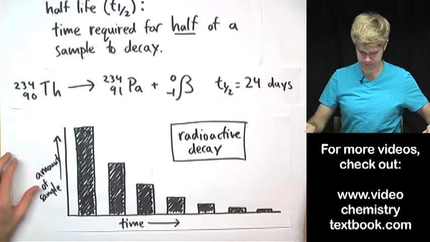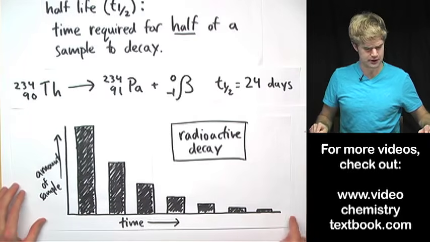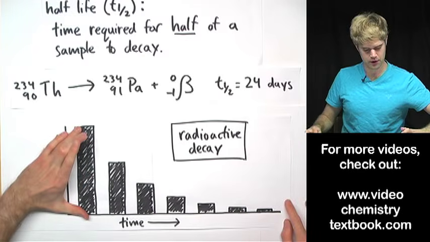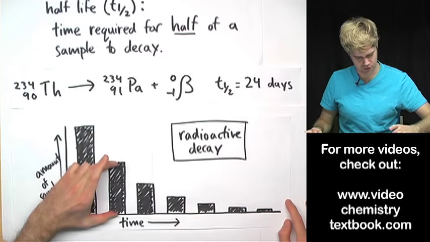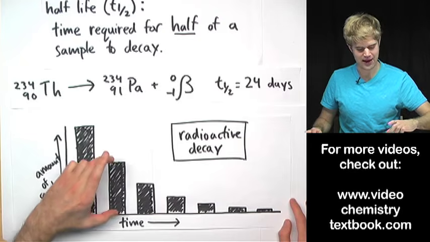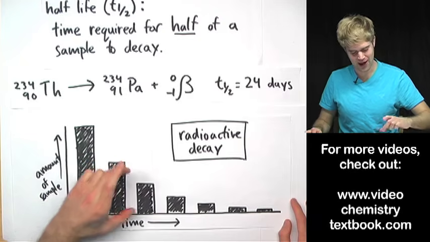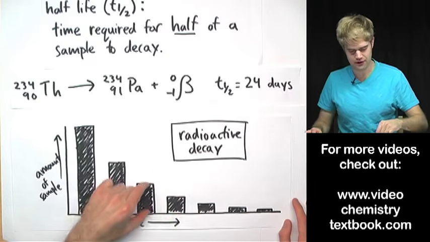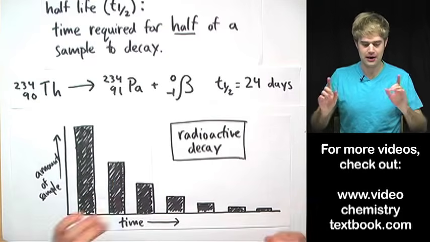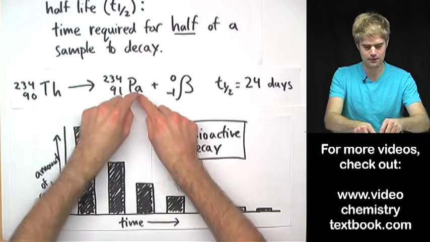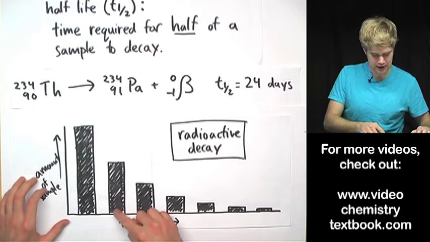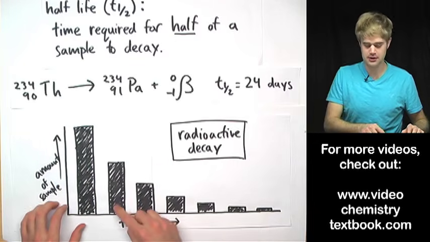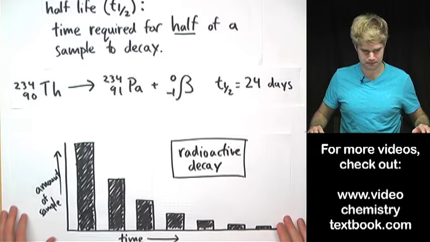Let's imagine that this is a graph of thorium turning into protactinium. Here's the amount of thorium that we start with. And then after 1 half-life, we have half of it. And then after another half-life, we have half of this. And then after another half-life, we have half of this, and so on. If this is showing us thorium going to protactinium, each of these bars would be separated by 24 days. That would be the amount of time between them.